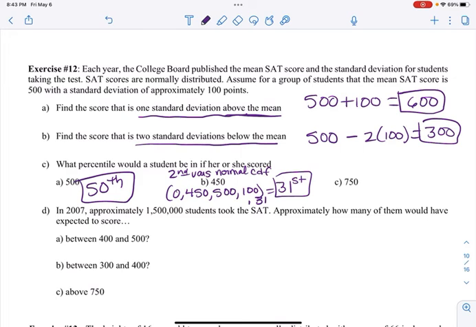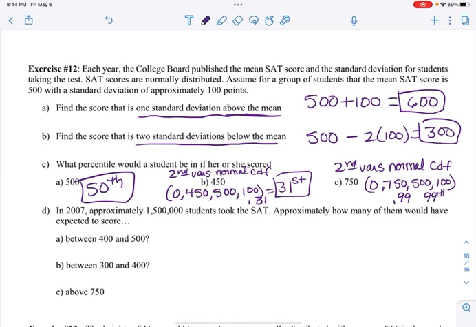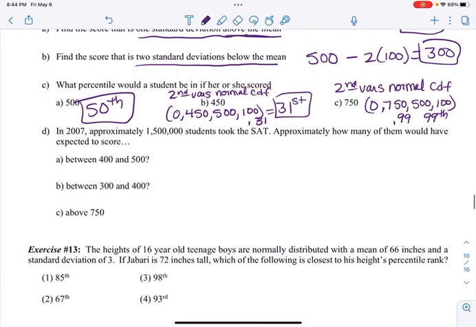Same thing. What if I got 750? What percentile am I in? So second, vars. If this is a part 2 question on your regions, you can actually just say calculator and put the numbers like I would write: lower 0, upper 750, the mean 500, the standard deviation 100. That gives you 0.99, so it's the 99th percentile, because that's a really high score. The highest score on the SAT is 800.